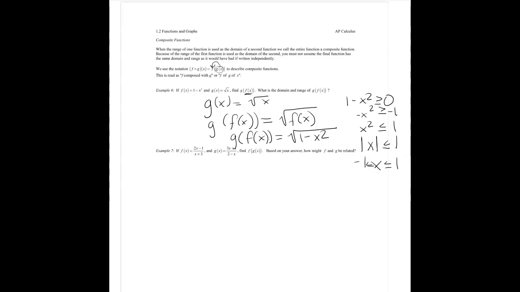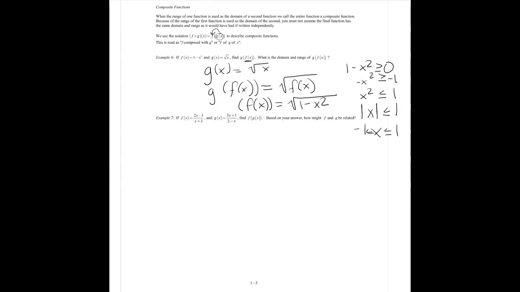So it says if f of x is equal to 2x minus 1 over x plus 3, and g of x is equal to 3x plus 1 over 2 minus x, find f of g of x. Based on our answer, how might g and f be related, or f and g be related?